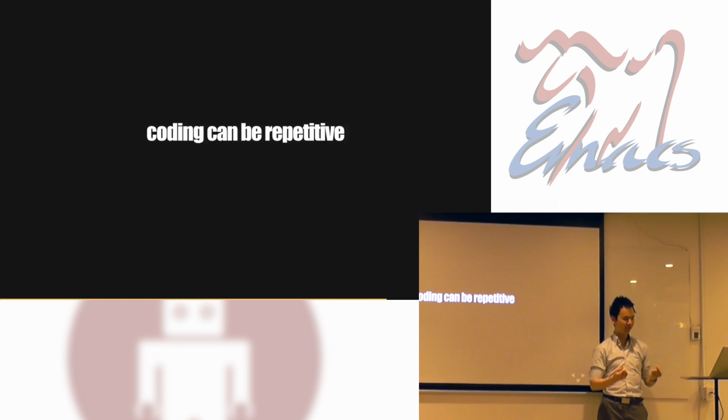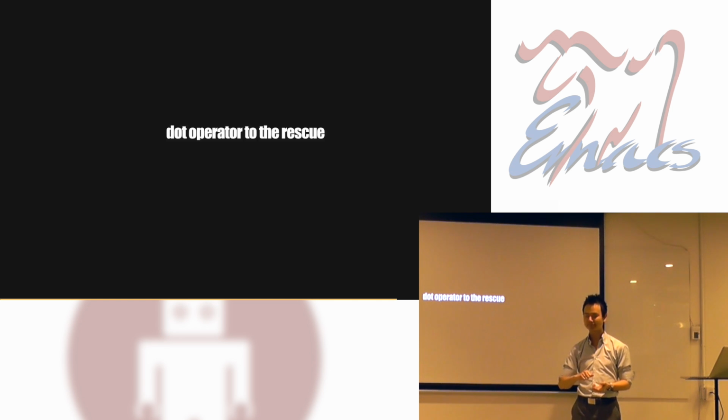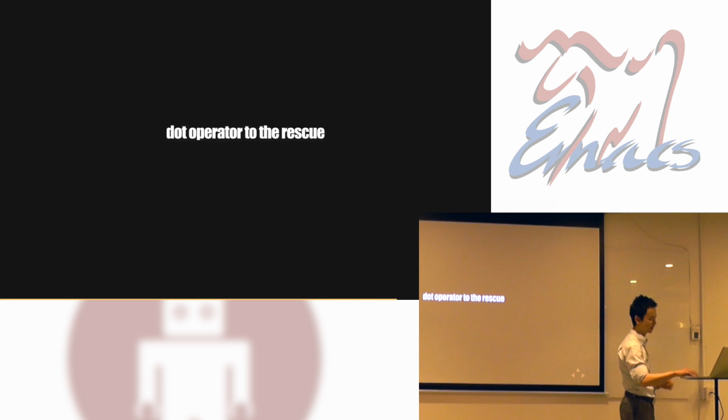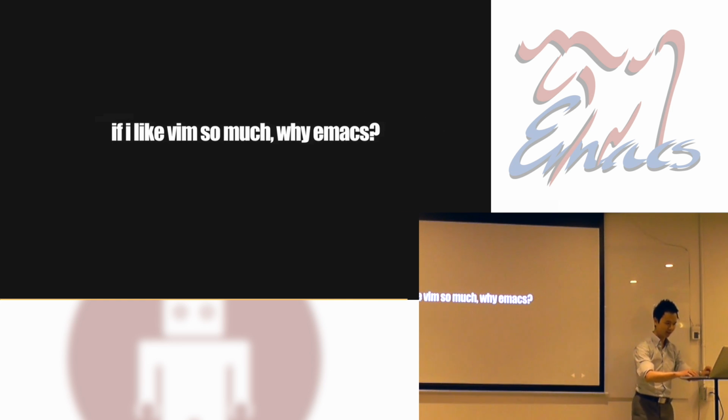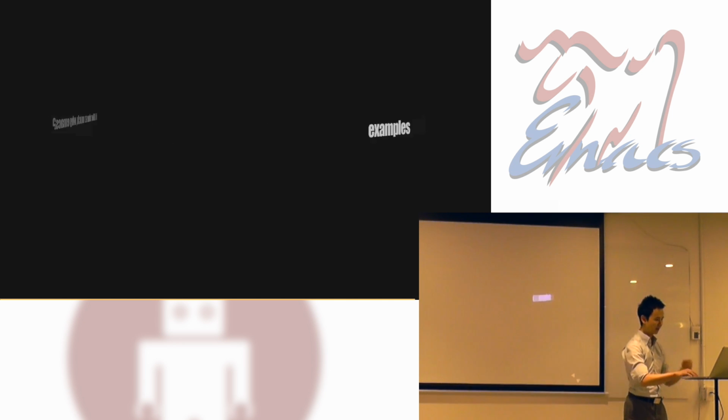And of course, coding can be repetitive. So Vim has a very, very powerful operator called the dot operator. And what it does is just repeat whatever you did previously. Very, very useful. And I'll show some demos of this in a bit. So if I like Vim so much, why am I bothering to use Emacs?